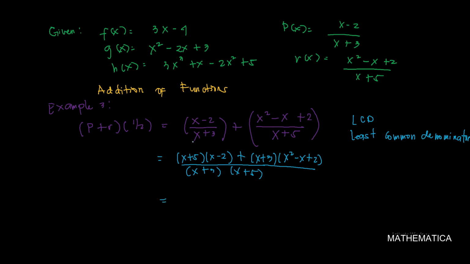Next, let us simplify. Itong unang given natin, we can apply the FOIL method here since both of them are binomials. FOIL method, yan ang gagamitin natin if the given is both binomial. First, we have to multiply the first terms. x multiplied by x, we will have x squared. You have to remember naman yung tinatawag nating power rule of multiplication.